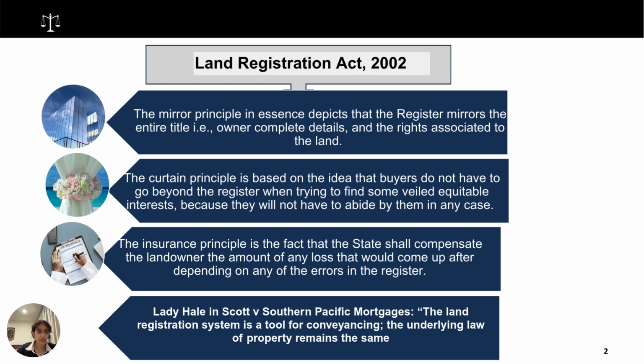So there are primarily two types of land regimes, which are registered and unregistered land. Now, normally registration of land occurs after conveyancing, and registered land holds different types of interests to which parties can be found in the land. It was also noticed in the case of Scott v. Southern Pacific Mortgages by Lady Hale that the land registration system is simply a tool used for conveyancing, and that the underlying legal principles in relation to interests and estates remain the same.